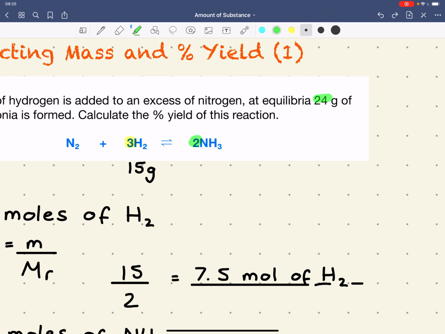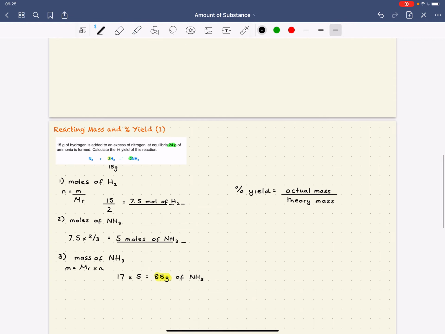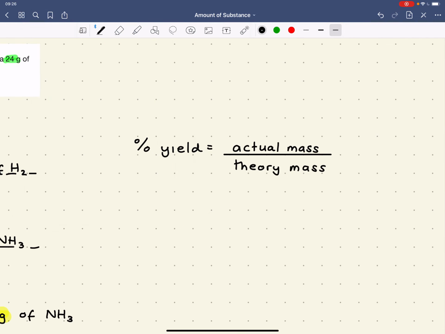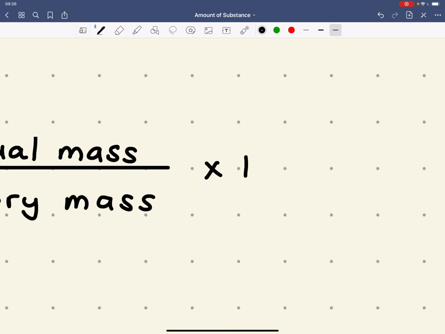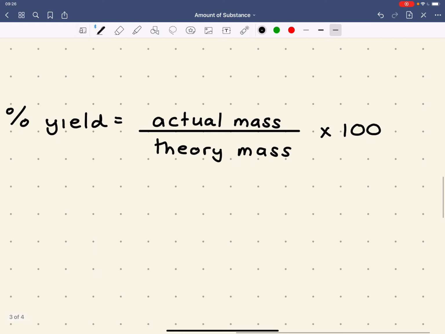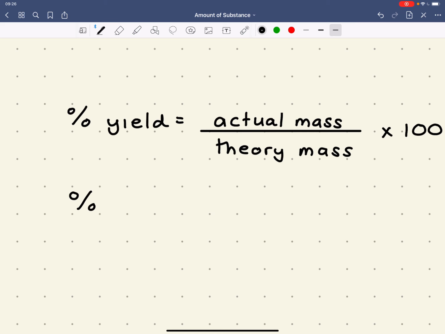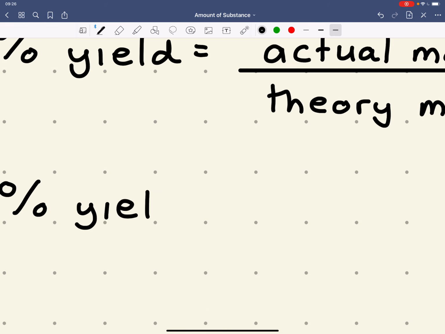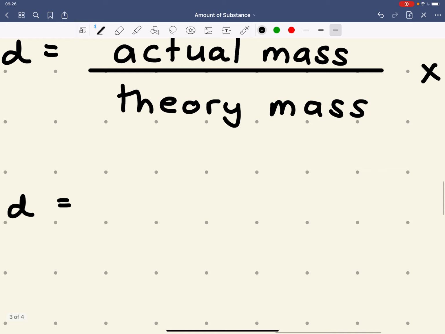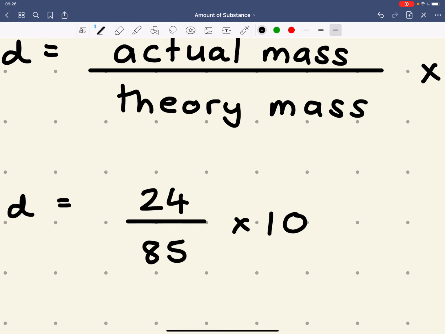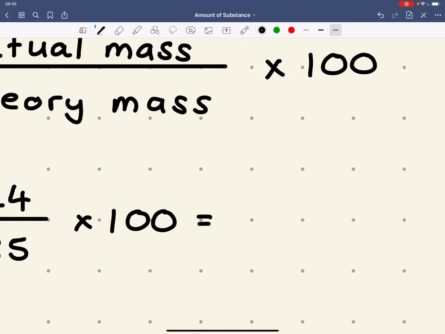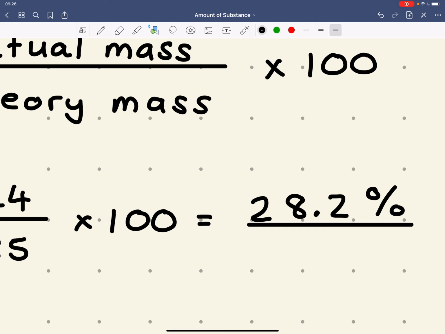So this needs to be multiplied by 100 because we're doing a percentage. Don't forget that. So my percentage yield then is going to be equal to 24 divided by 85 times 100, and that gives me 28.2%. Quite a low yield, which is true for this particular reaction.